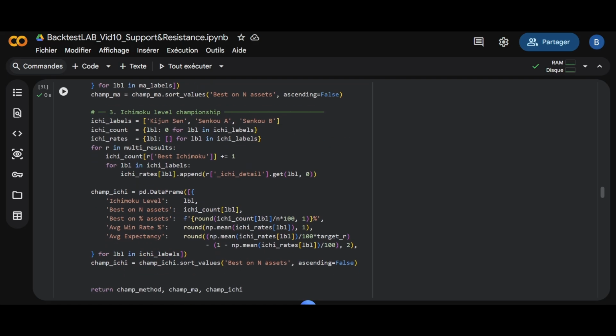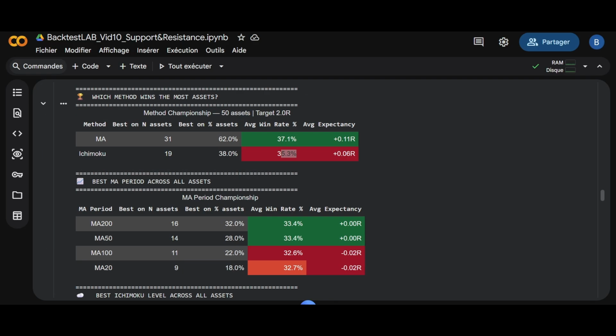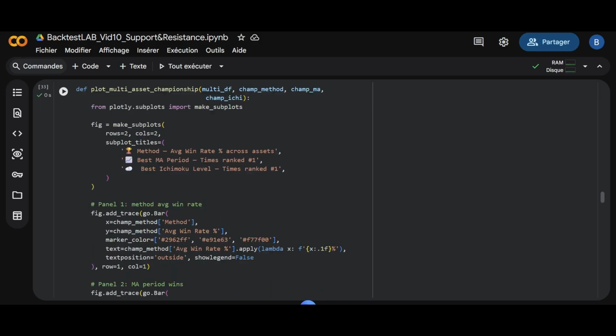We can have a summary here. So basically you can see that the moving average, if you compute the 50 assets, the average win rate is going to be slightly better than the Ichimoku. However, both of them are still below 30%. So we don't want to use them.